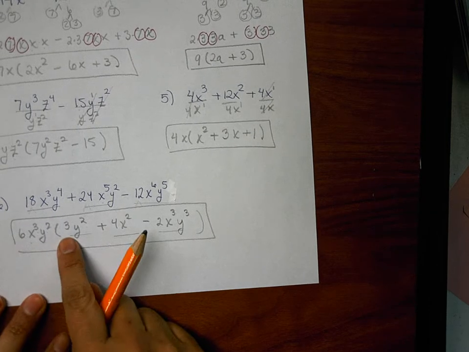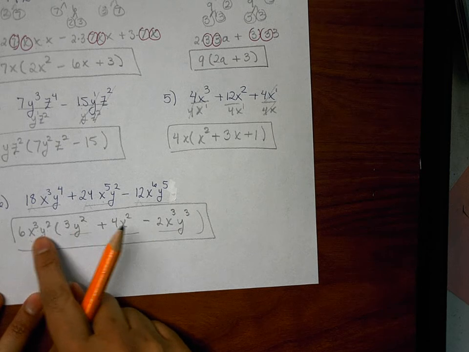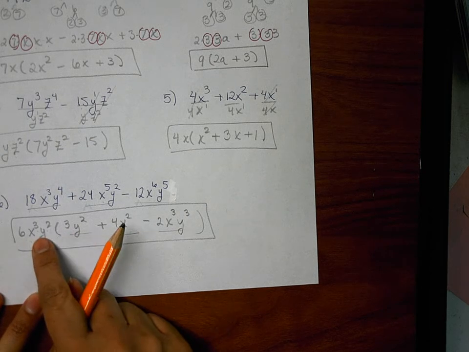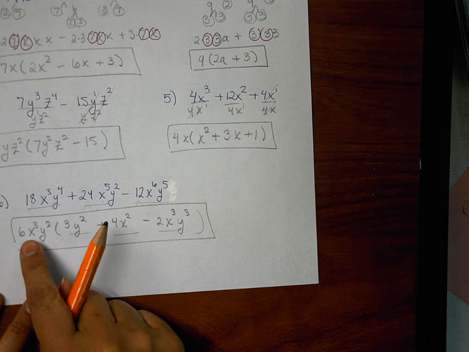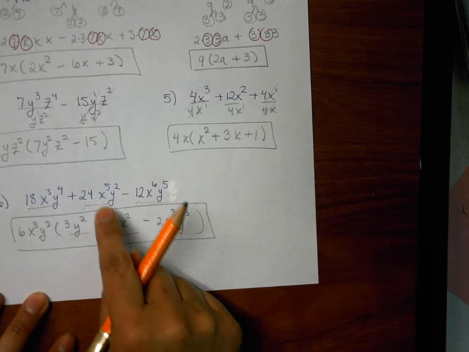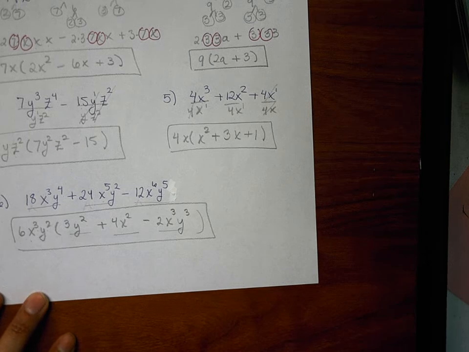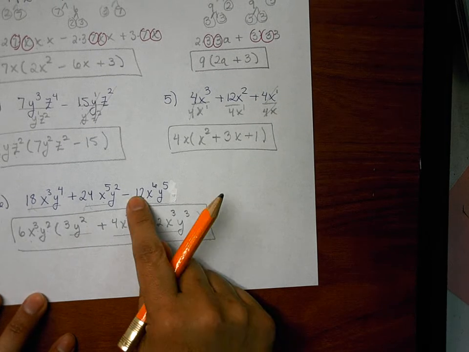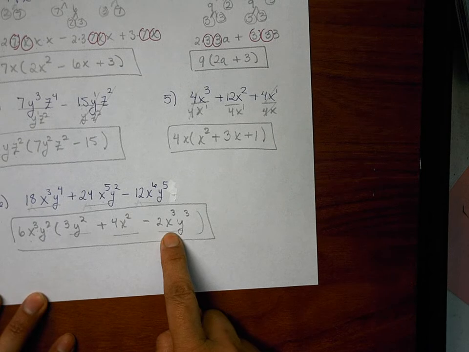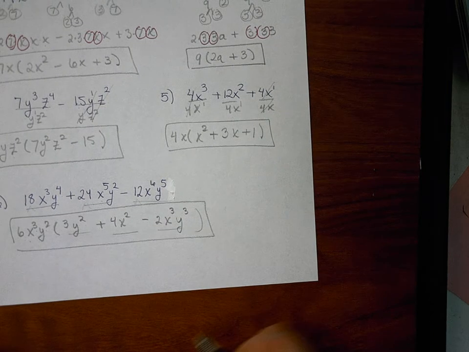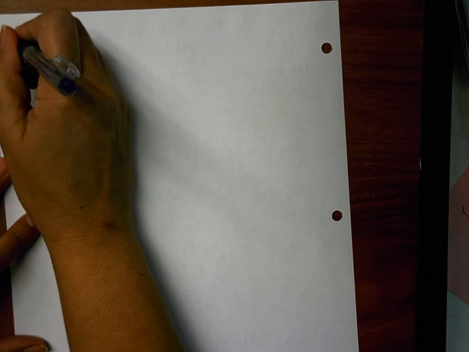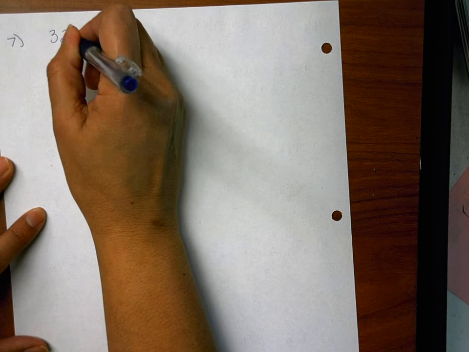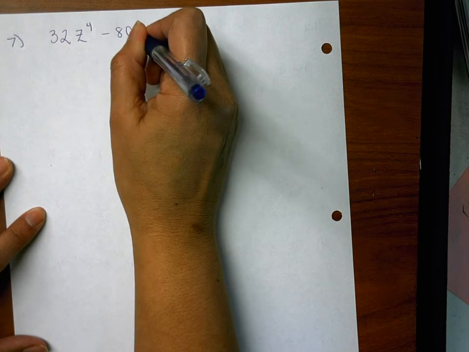So distribute the 6x cubed y squared to everything. 6 times 3 is 18. X cubed times nothing is x cubed. Y squared and y squared is y to the fourth. Okay, plus 6 times 4 is 24. X cubed and x squared is x to the fifth. Y squared and nothing is y squared. 6 times negative 2 is negative 12. X cubed and x cubed is x to the sixth. Y squared times y cubed is y to the fifth. It does indeed work.